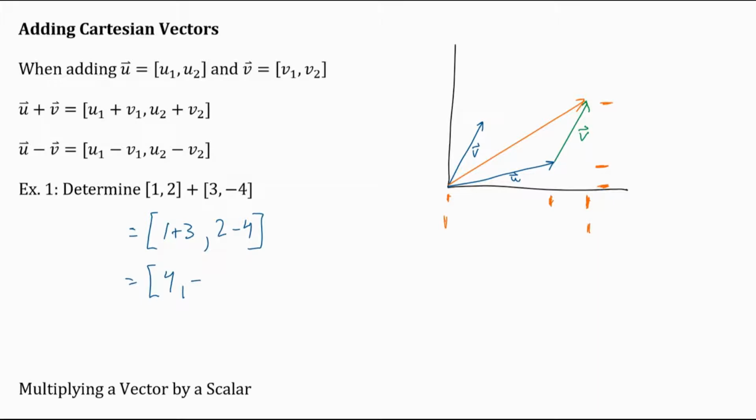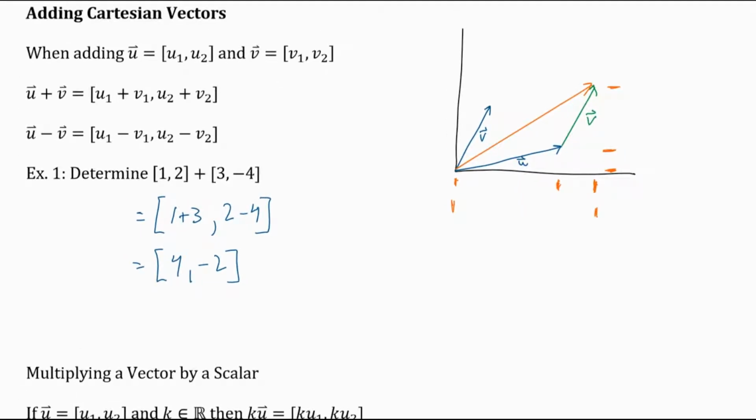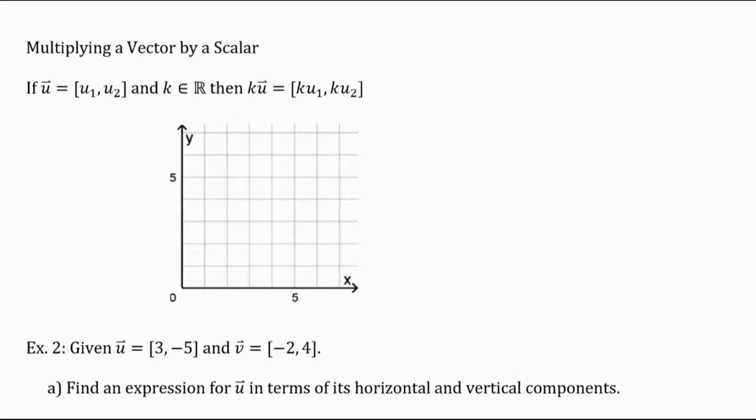And that gives us the resultant vector of 4, negative 2. Okay, again, quite intuitive. And that's maybe our first indication, a specific example, of how Cartesian vectors are fairly easy to work with. Computationally, the mathematics makes sense, it's not very difficult, and it gives us good, usable results.